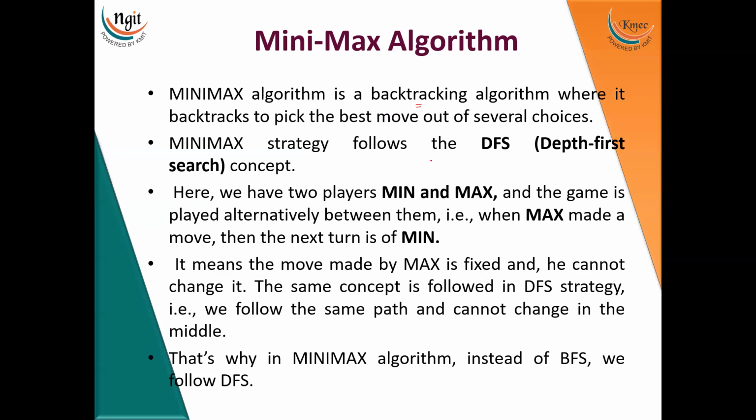Here, we have two players, one is min, one is max, and the game is played alternately between them. That is, when max makes a move, the next turn is min's. It means the move made by max is fixed and he cannot change it. The same concept is followed in the DFS strategy: we follow the same path and cannot change it in the middle. That's why in the min-max algorithm, instead of BFS, we generally follow DFS. So let us see some of the important points regarding this min-max algorithm.